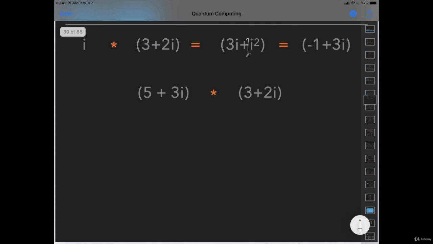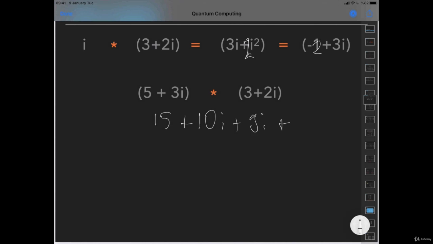However, yeah, I forgot to add 2 over here. However, this time, this will become 3i plus 2i squared. And it means that 2i squared will be minus 2, right? Because i squared will be minus 1. So here you go. Now we have minus 2 plus 3i. And again, if you want to do this thing, (5 plus 3i) times (3 plus 2i), then you're gonna just follow the same exact thing that you should do when you work with real numbers.